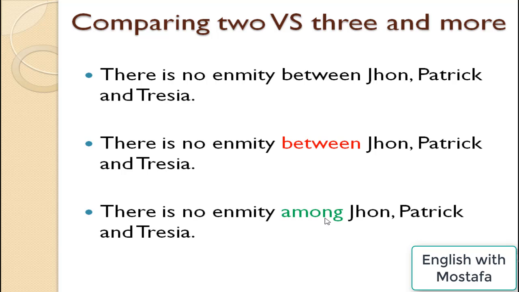Why? Because between is used whenever you're talking about two people, two elements, two situations, two groups, right? But the word among, you use it when you're talking about more than two elements. Here in that sentence, we have John, Patrick, and Treasure. They are three. You can never use between. You have to use among.